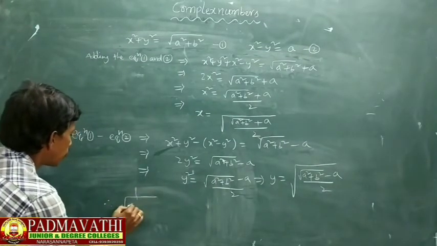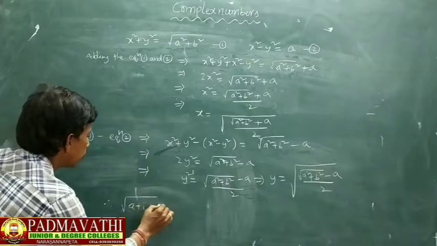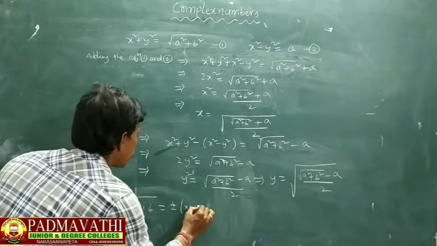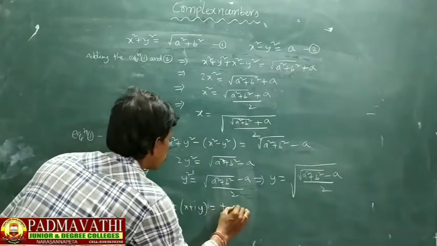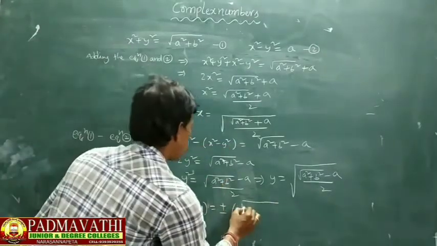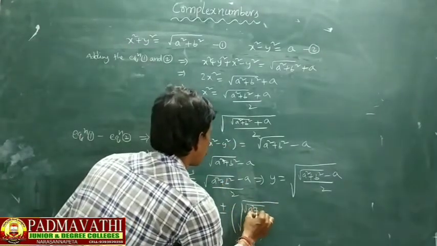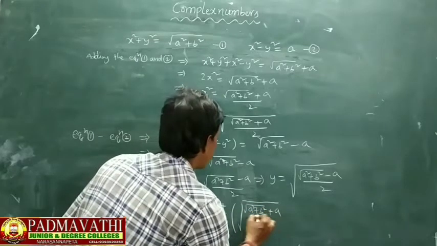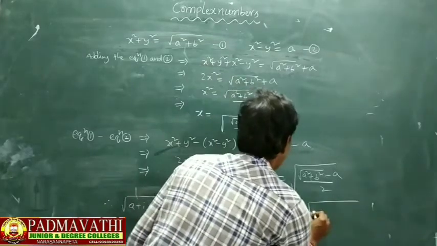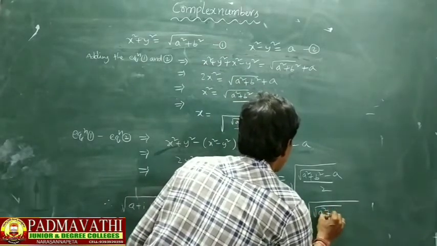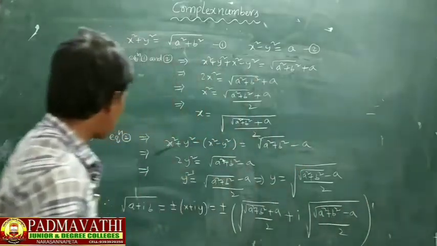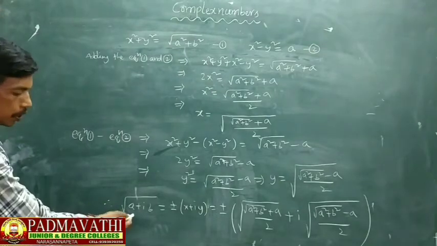the square root of a plus ib equals plus or minus (x plus iy), that is equal to plus or minus [the square root of (root of a square plus b square plus a) by 2, plus i times the square root of (root of a square plus b square minus a) whole by 2]. That is the square root of the complex number a plus ib.